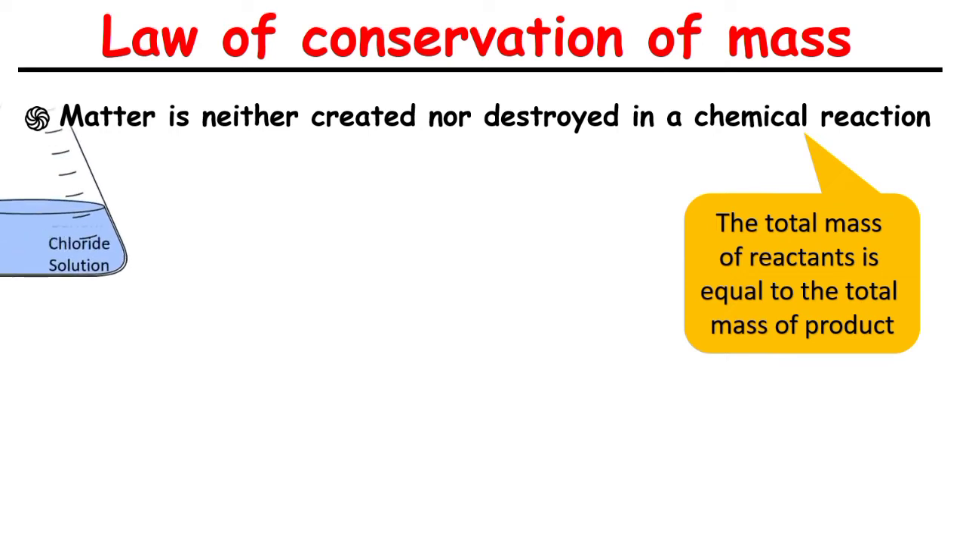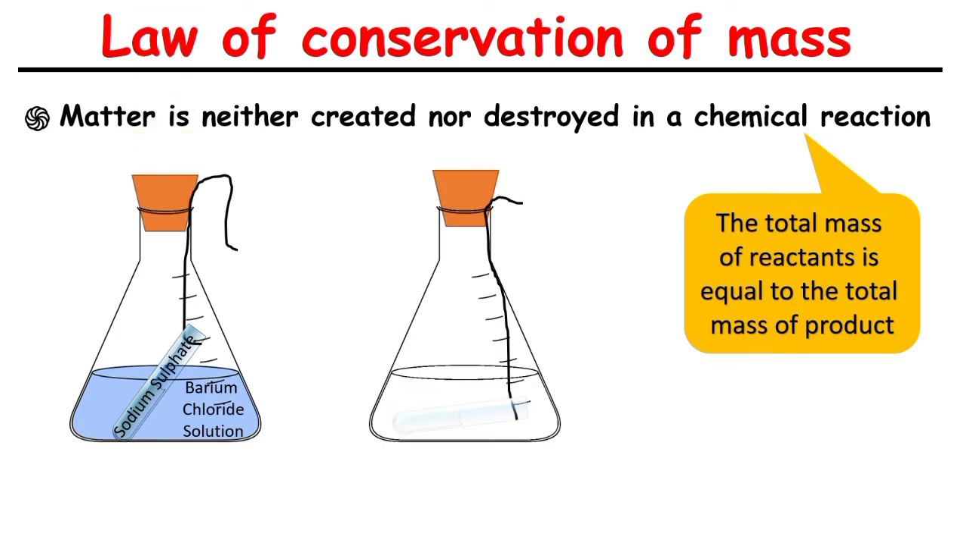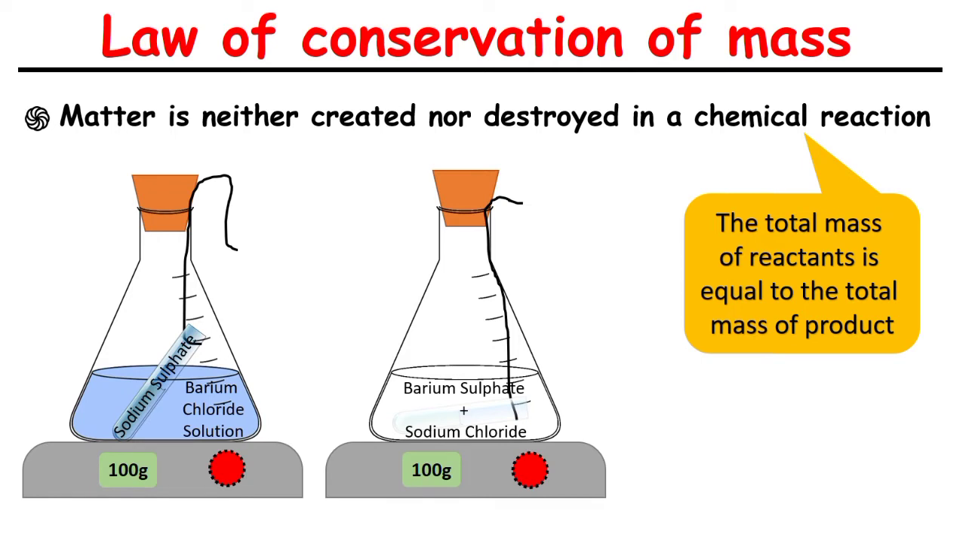First we take a flask with barium chloride solution, and then we take a test tube, hang it with a rope, put sodium sulfate solution in the test tube and put the cork on. When we put the test tube inside the barium chloride solution by releasing the rope, a white colored liquid forms. This white liquid is barium sulfate plus sodium chloride. If we measure both weights, it will come to 100 grams and 100 grams only.